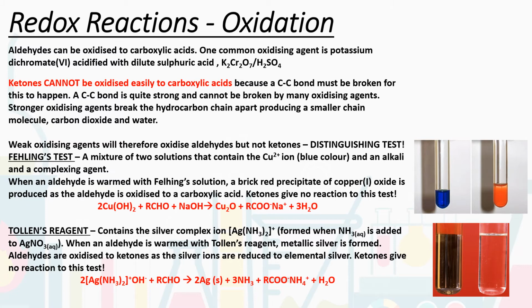Now ketones give no reaction to this, again, because they can't be further oxidized up to the carboxylic acids, and so what we see is if we warm an aldehyde with Tollen's reagent, we get our aldehyde being oxidized up to our carboxylic acid, and our silver complex ion, which is colourless, being reduced to metallic silver. So it's literally that sort of metallic coating that you get on the test tube. Ketones, there'd be no reaction, so you'd still have a colourless solution.